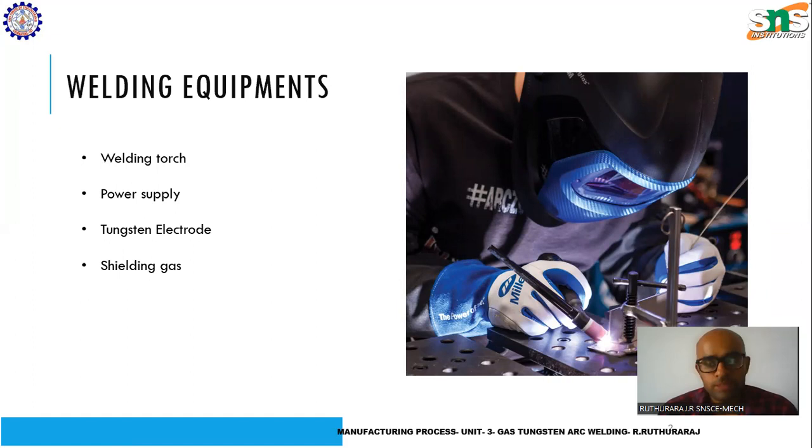So what happens here is the electrode will not melt during the welding process. Since the electrode will not be melted, it will not be consumed. Hence it is called a non-consumable electrode. Whereas in the arc welding process, the electrode is utilized during the welding process, hence it is called a consumable electrode. But here the electrode used is a non-consumable electrode. That's one major difference between arc welding and gas tungsten arc welding.